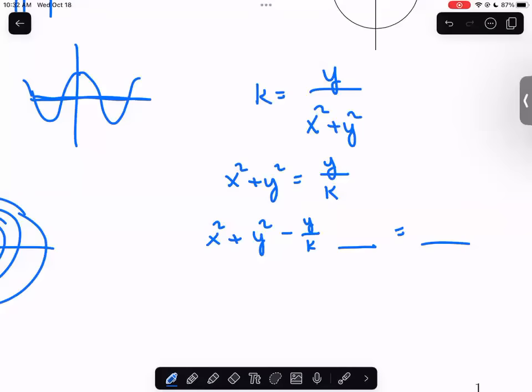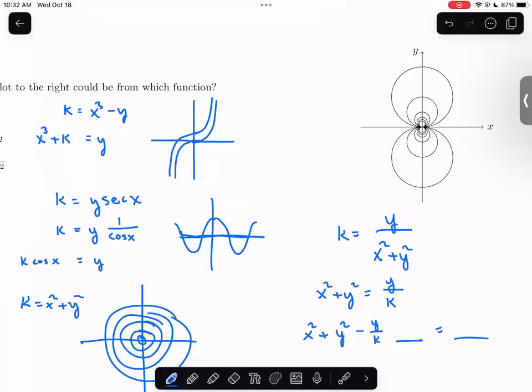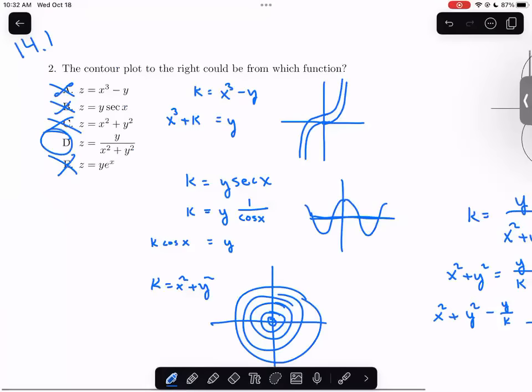So maybe at this point you're completely happy that this is going to be circles, but you now have offset your Y value for your center and changed the radius. So the answer will be D, and we can see that this is offsetting the Y value for our center and changing our radius.